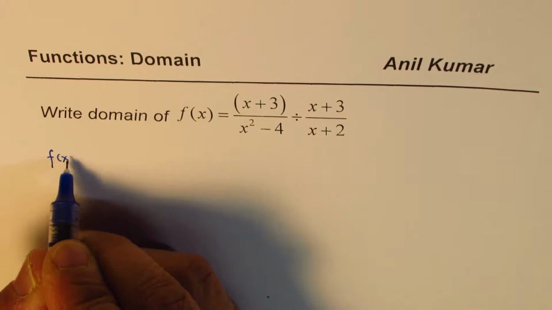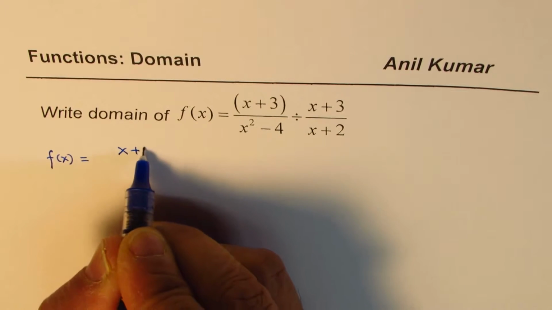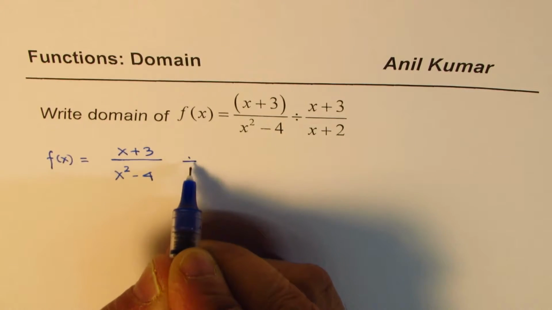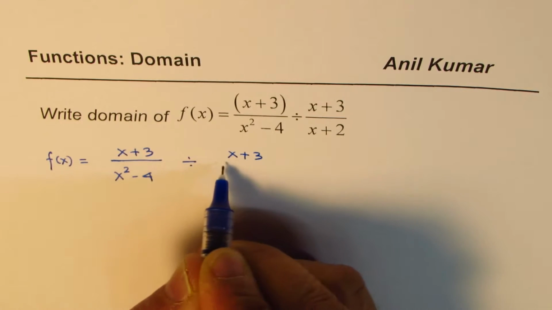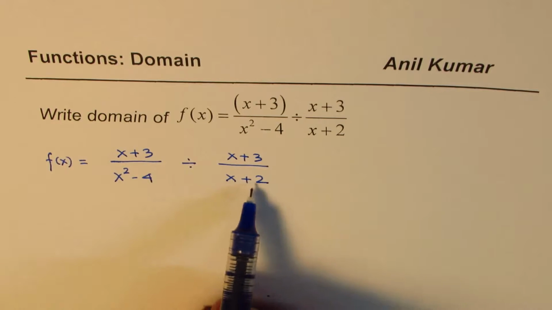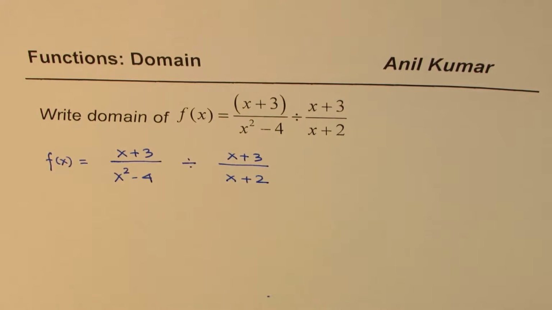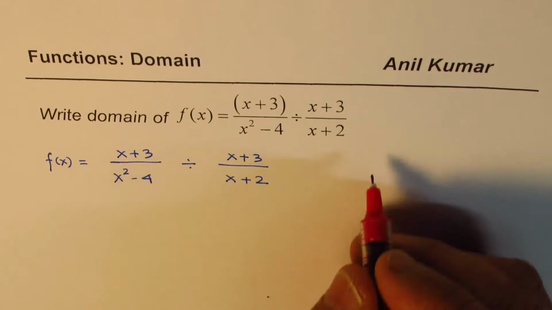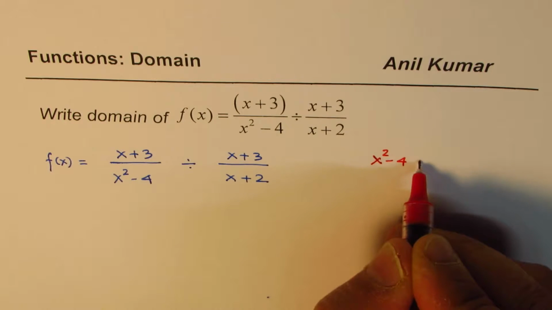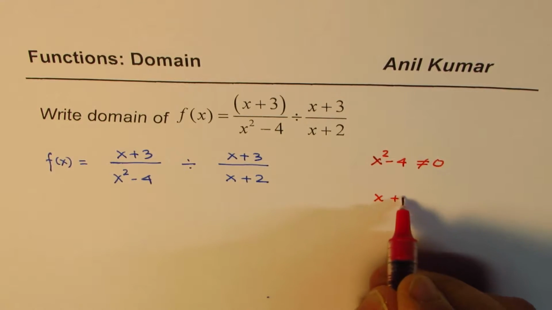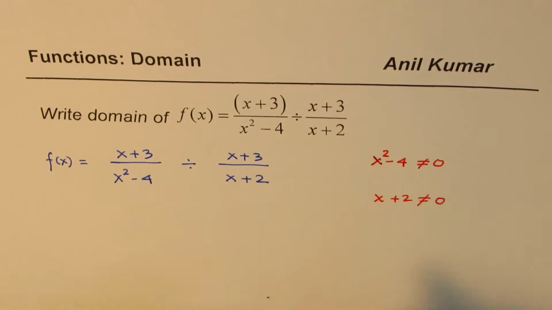We are given f of x equals x plus 3 divided by x square minus 4, and everything divided by x plus 3 over x plus 2. From here, you know the denominator cannot be 0, so we get restrictions from these denominators. You could always say that x square minus 4 is not equal to 0 will lead to some restrictions, and also x plus 2 not equal to 0 will also lead to some restrictions, right?